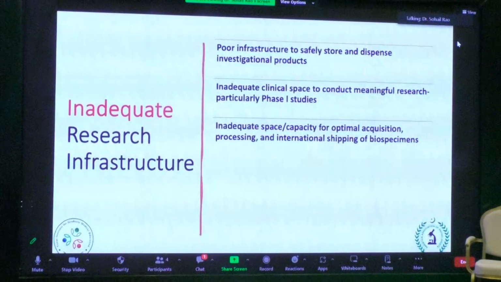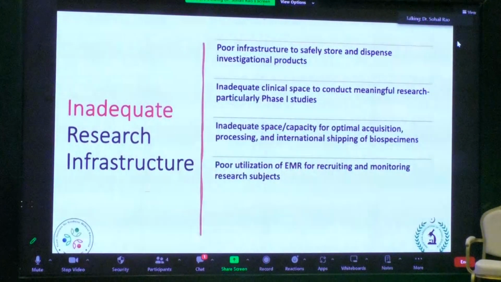We have inadequate space and capacity for optimal acquisition, processing, and international shipping of biospecimens. We actually did a biorepository study, and I can tell you that by the time the shipment of those samples arrived in the United States, the samples were discarded because they were not processed properly, or the packaging was such that it did not sustain the 6 days of shipping from Pakistan over to the United States.